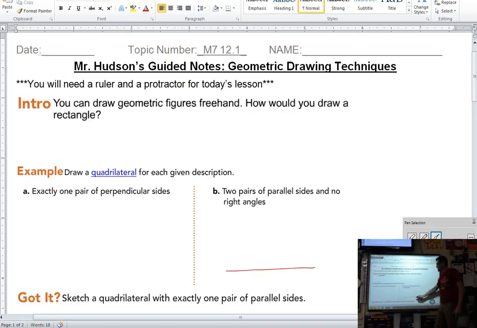So whatever you start your bottom side, your top side has to be parallel with it. Whatever your left side is, your right side has to be parallel with it. And actually, in a parallelogram, also what's going to happen, my top and bottom will be congruent with each other. My left and right will be congruent with each other.